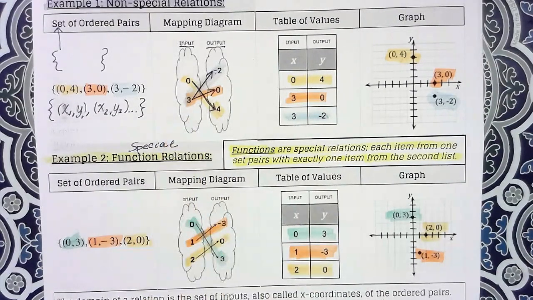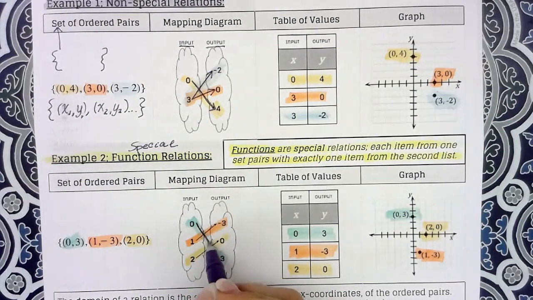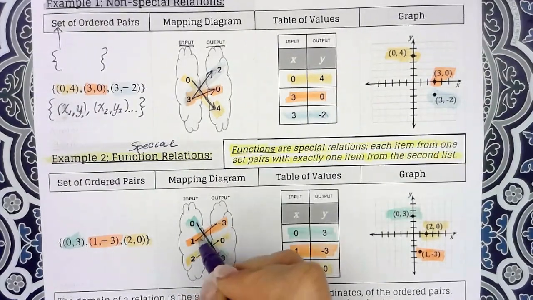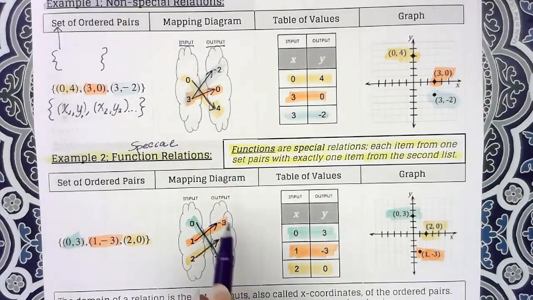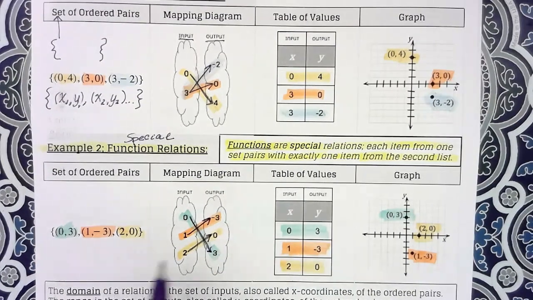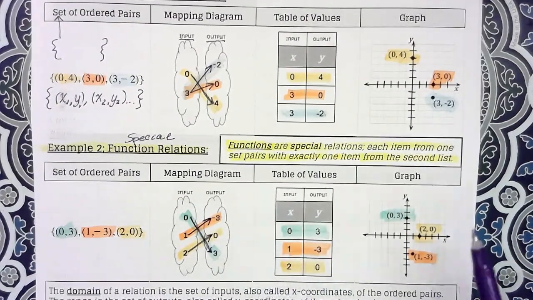Here, I have 2 lines coming out of the same x value. Here, that never happens. 0 uniquely goes to 3. 1 uniquely goes to -3. And 2 uniquely goes to 0. Now, that doesn't mean that it's going to be something we call 1 to 1. We'll talk about that in a second, okay? Here, again, no repeats of my x's.